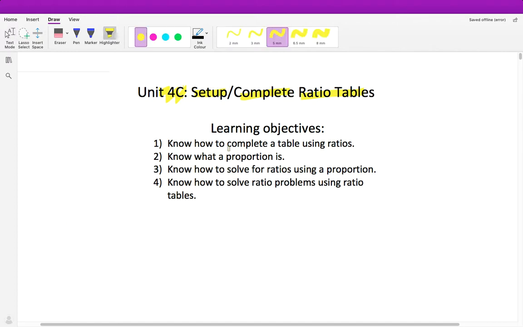So the first learning objective is obviously know how to complete a table using ratios. Right? So I'm going to show you one particular way today. And in class, we can talk about another way, and we can talk about maybe some other things that you could see to help you fill out these ratios. But I think knowing what a proportion is and knowing how to solve for ratios using a proportion is the most direct and easiest way. It's the least amount of logical thinking that you may have to do, and you can follow the same steps for every single problem. So because of that, that's all I'm going to show you in this video.